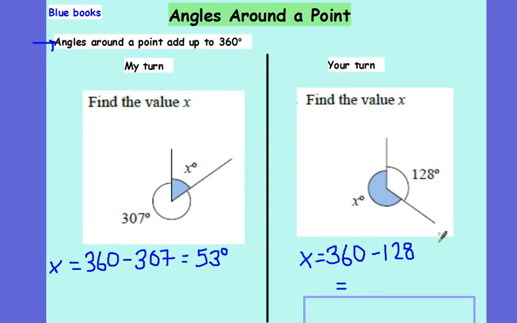360 take away 128 gives me 232 degrees. Fab.